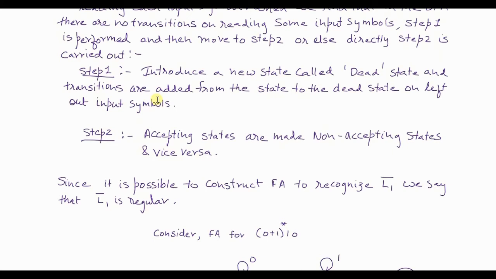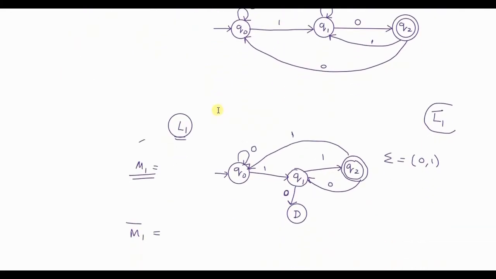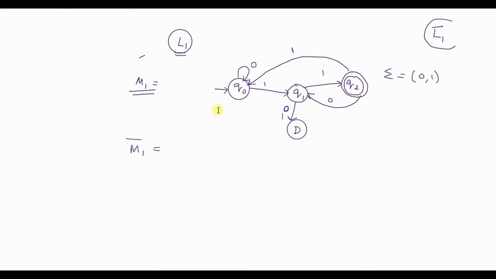Now after following step 1, we move to step 2. Step 2 is very simple. Accepting states are made non-accepting states and vice versa. Whichever are the accepting states, you make them non-accepting, and whichever are the non-accepting states, make them accepting. Looking at this diagram, you can easily see that Q0 is a non-accepting state. Is it a final state? No. So step 2 tells you, make it a final state. Similarly, Q1 is not a final state, so make this also a final state.